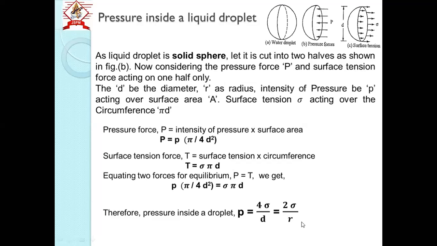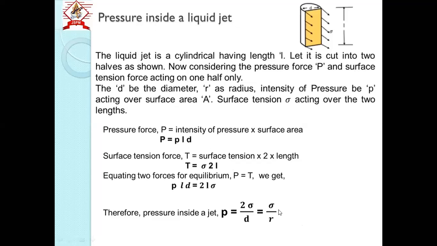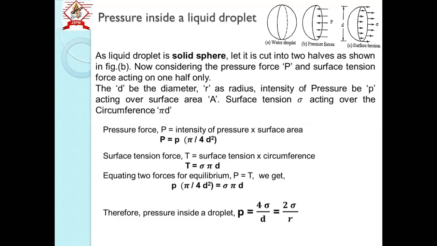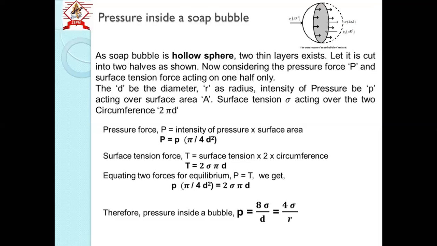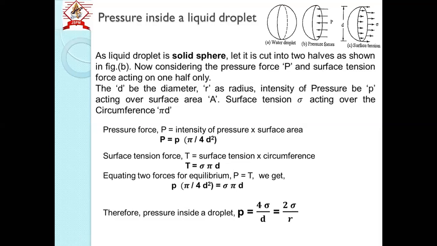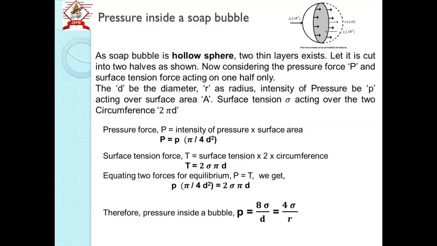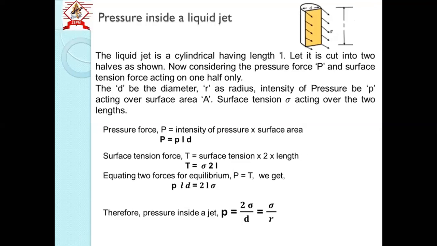For a soap bubble, it is 4 sigma upon R. And for a jet, it is only sigma upon R. So these are three simple derivations we have seen. For 2 marks or 3 marks, any one derivation of these three kinds may be asked. It may be a liquid droplet, a soap bubble, or a jet.